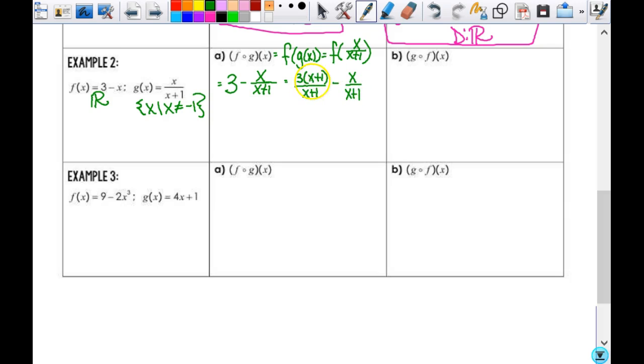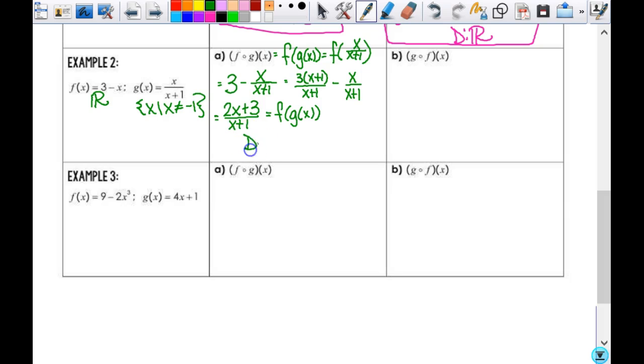Can I cancel out these x plus 1s? Yeah, but I just put them there, so don't do that. That's where you get in a vicious circle of stuff, right? Oh, look, I can simplify. No, you just put them there for a reason. So your denominator then is going to be x plus 1, and then you get 3x plus 3 minus x, which will give you 2x plus 3. Can I reduce that? Nope, I can't cancel those x's out. No. All right, so that is equal to f of g of x.